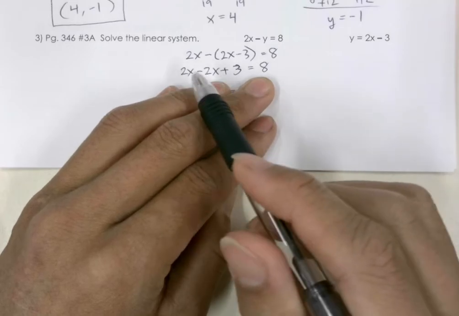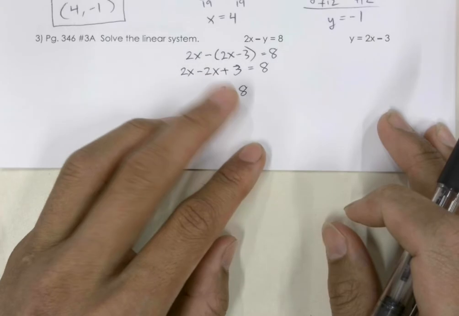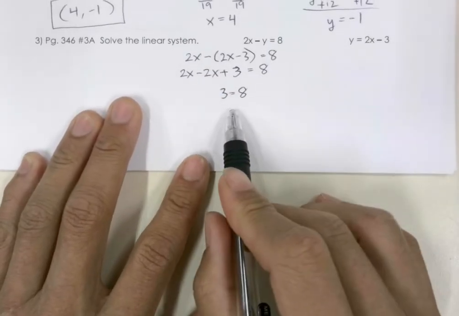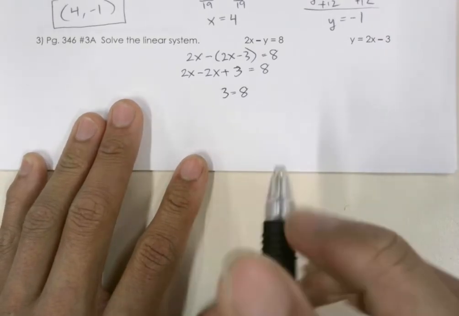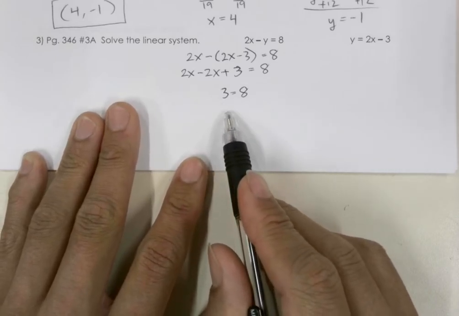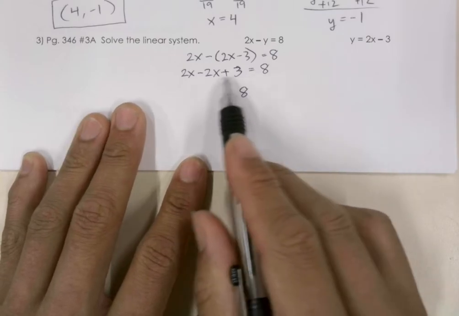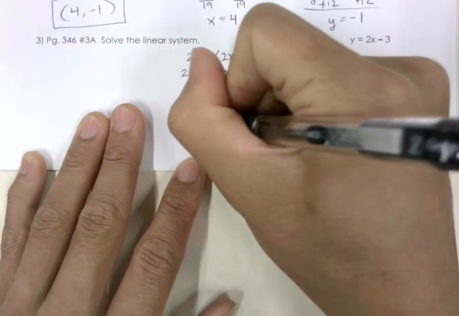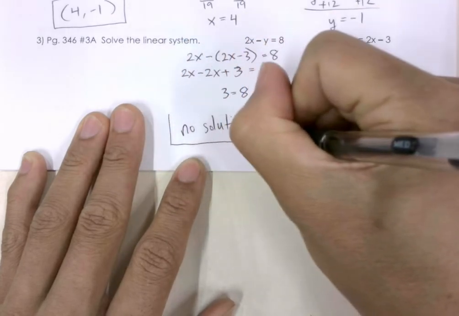Okay. We'll combine our like terms, and we'll get 3 is equal to 8. Now, if you ever end up in this situation where you have constant is equal to constant, we have two possibilities. Either the equation is going to be true, or the equation is going to be false. This one here is obviously false, and so our answer is no solution. Put a box around that.